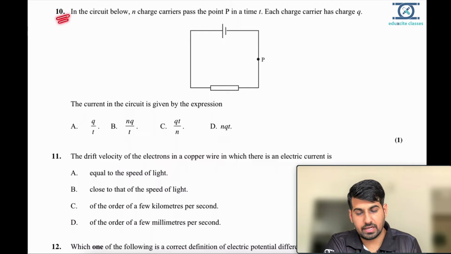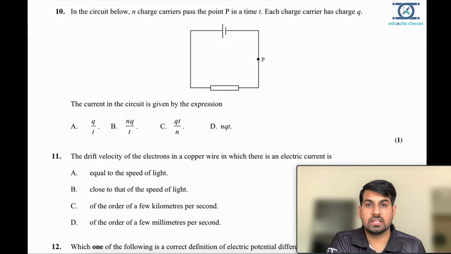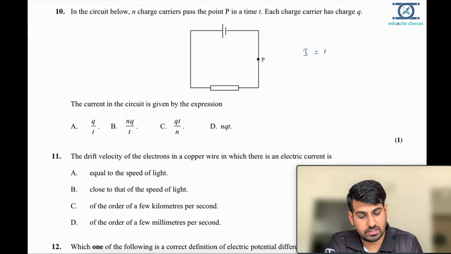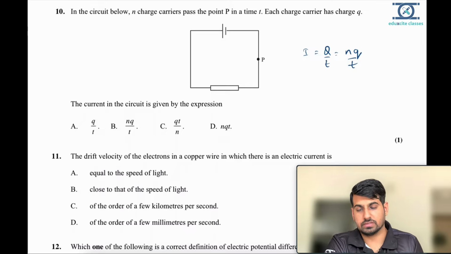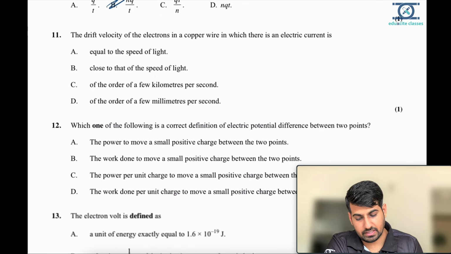Now question number 10. In the circuit below, n charges carry the point P, pass the point P in a time t. Each charge has a charge q. Find the current. Now we know that current is what? Current is charge per unit time. So if n number of charge carriers are passing and each charge carrier has charge q, so nq by t. So that is the definition only. So option B is the right answer.